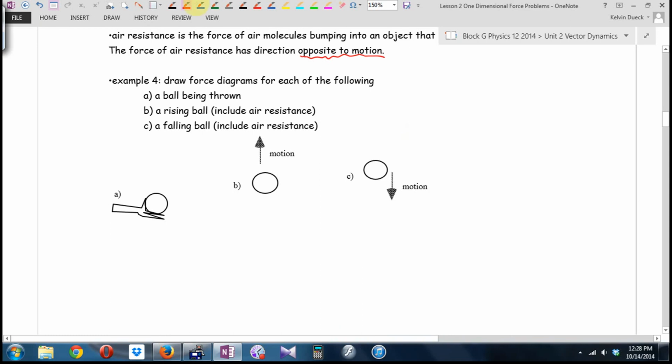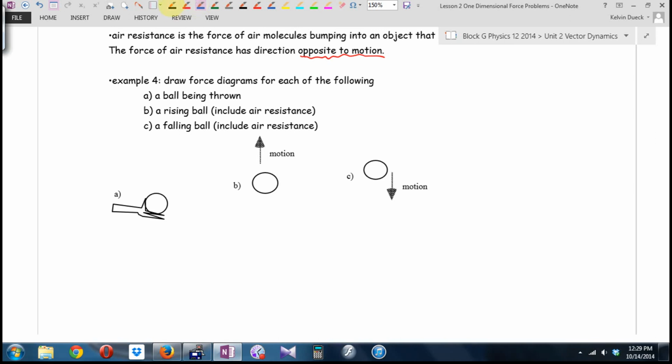Example 4 says, draw force diagrams for each of the following. So what we're going to do is we're going to throw a ball in the air. Here it is. Diagram A is while it's in my hand and I'm throwing it, so just before the release. Diagram B is after it leaves my hand on the way up. Diagram C is on the way down. Oh, and it says for B and C, include air resistance.